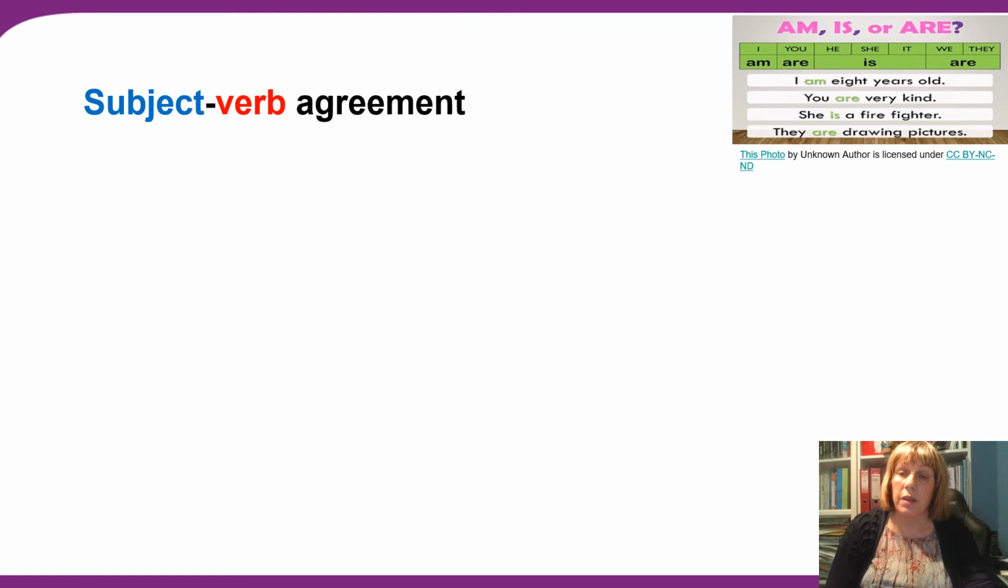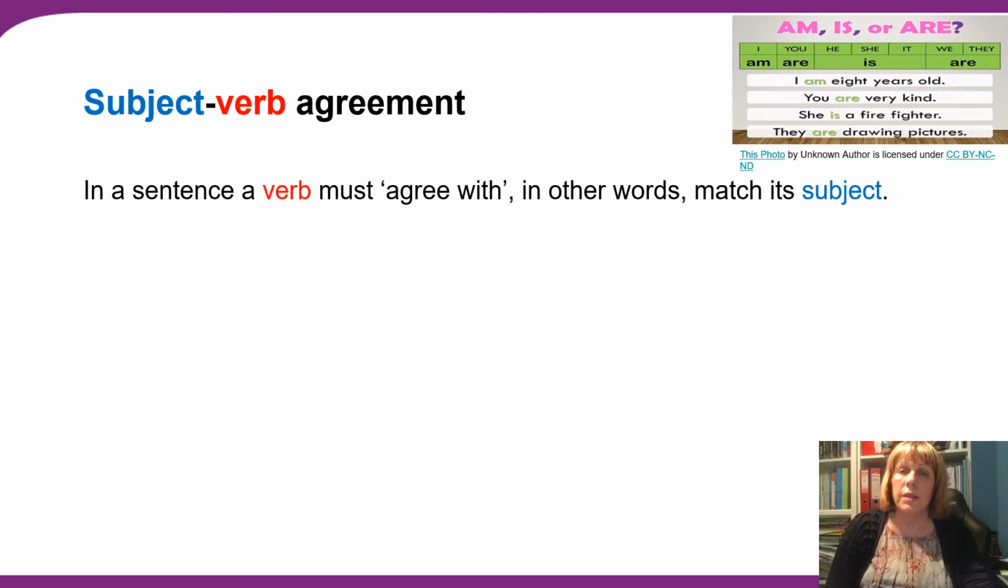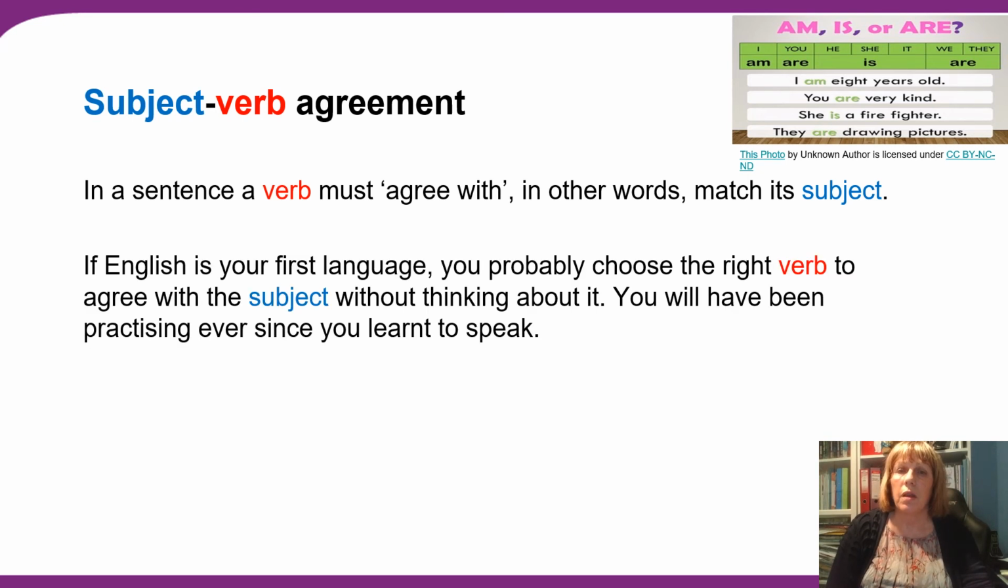Subject-verb agreement, very important. In a sentence, the verb must agree with, that means match, its subject. So if English is your first language, you probably chose the right verb to agree with the subject without thinking about it, because you've been practicing this ever since you learnt to speak. But sometimes when you're writing it down, you make errors, and that's because we don't always speak grammatically correctly. So it is very important to not just assume that because English is your first language, you'll be able to get all of your written sentences accurate.